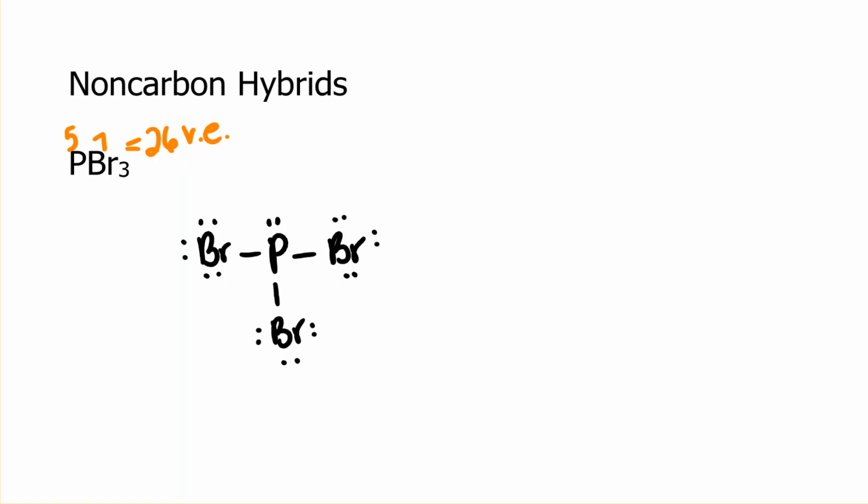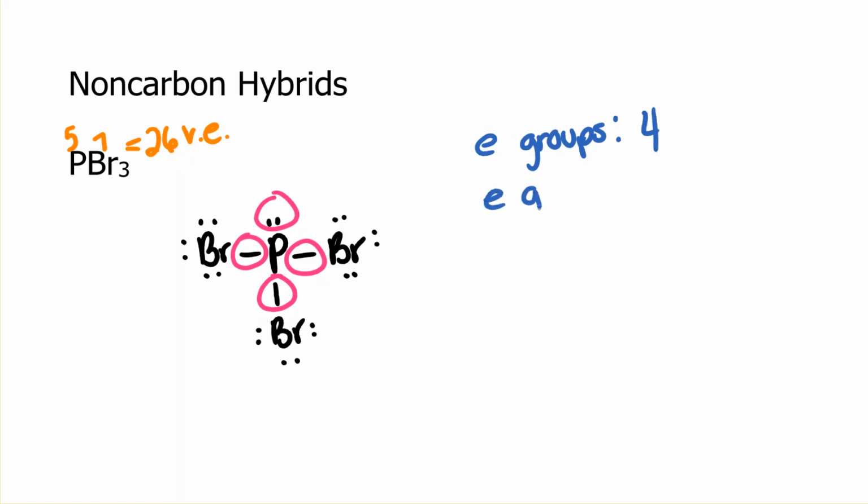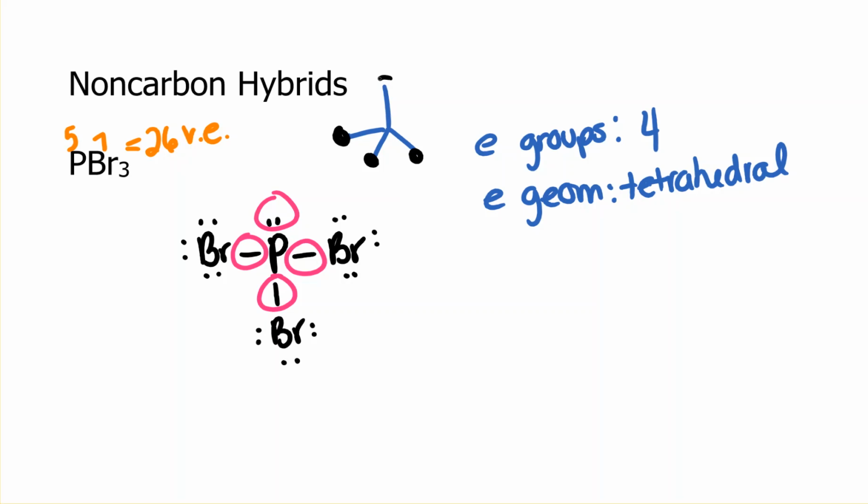So how many electron groups? There are 4. The electron geometry: tetrahedral. So this is that shape that you have like this. Oops, except ours has a lone pair up here, doesn't it?